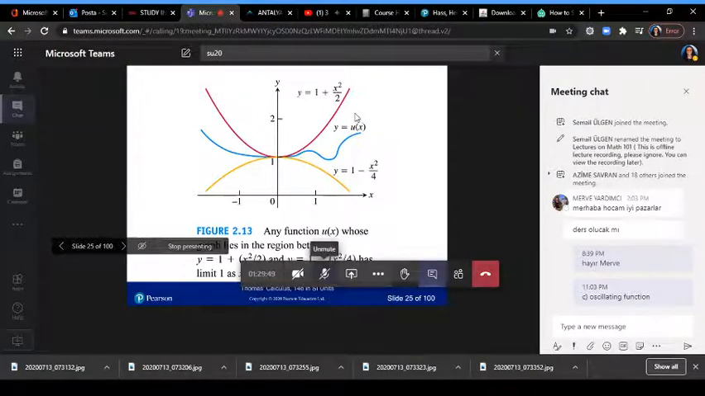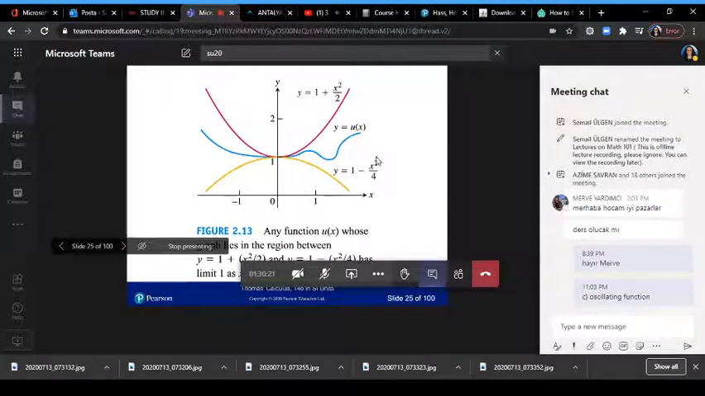Let's give an example. Let's say we have a function u, and it's squeezed between 1 plus x squared over 2 and 1 minus x squared over 4. The question is, what's the limit of this function u as x approaches 0? So let's find the limit of this as x approaches 0. This is just a polynomial, so the limit is just putting 0 in. So 1 plus 0 over 2, 1. So the limit is 1.